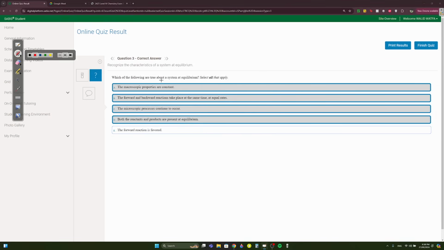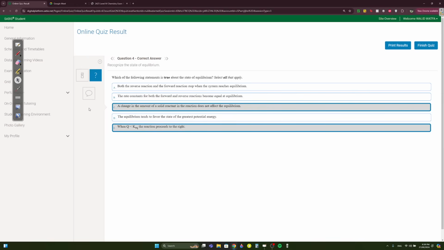Question 3. Which of the following are true about equilibrium? We know macroscopic properties are constant: the pressure, the volume, the temperature, the color. The forward and backward reactions take place at the same time at equal rates. The microscopic processes continue to occur, we just don't really see it. Both the reactants and products are present at equilibrium. The forward reaction is favored, this is not always true. It depends.